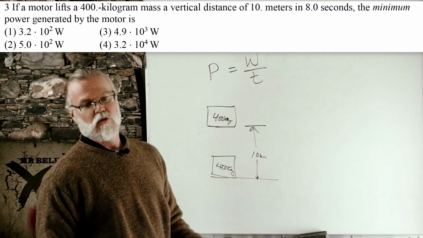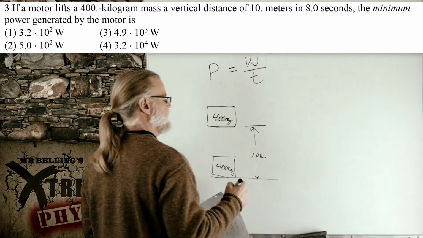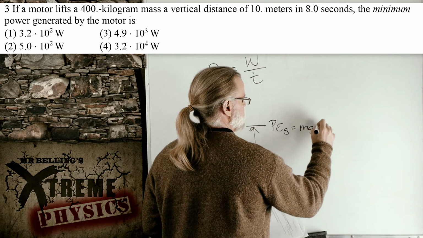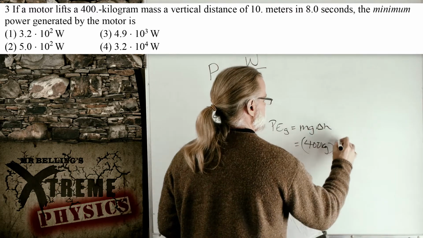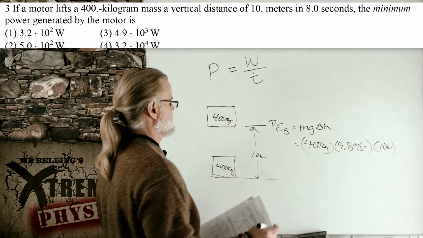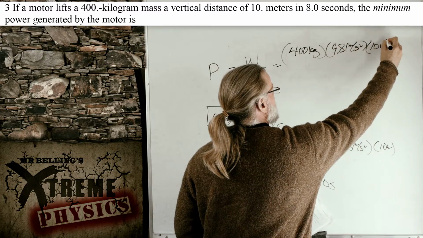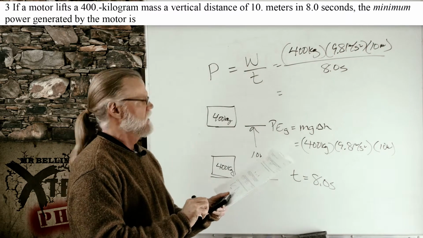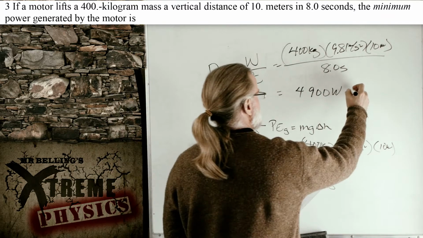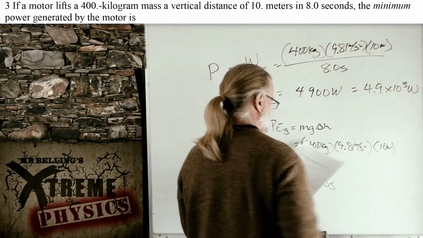All right, all the work I did became gravitational potential energy. Why don't I just calculate the gravitational potential energy here? That is going to be mg delta h, which is going to be the work. And how long did it take? 8 seconds. So let's just bring all this stuff up here. So the choice was, and they had it in scientific notation, 4.9 times 10 to the 3 watts.